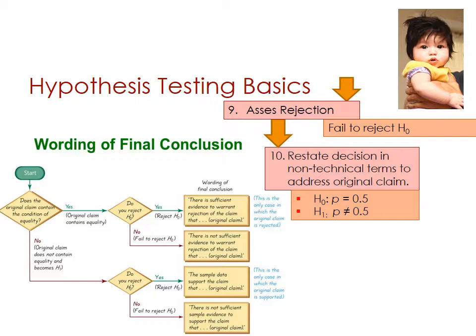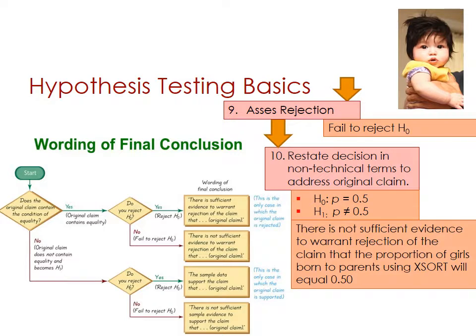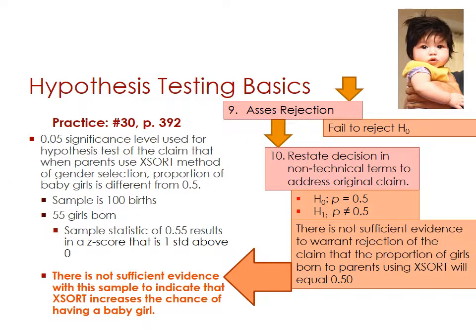And then again, moving on, we're back to the same step of restating the decision in non-technical terms to address the original claim. This is going to follow just like the same step that we did with the p-value method. Again, we pull from the wording of the final conclusions and then present it back out in basic language. There is not sufficient evidence with this sample to indicate that the XSORT method increases the chance of having a baby girl.